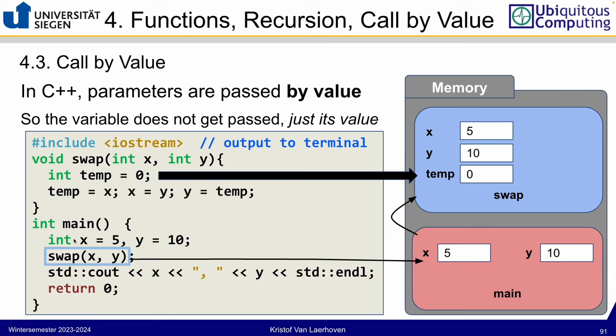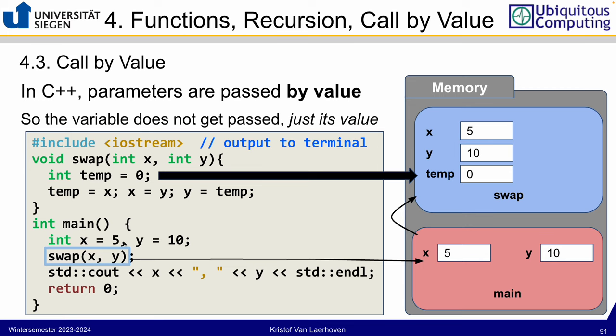Because in our main function, we have two integers. We call them x and y. They're initialized as 5 and as 10, as we've seen before, as is possible. And then we call our function swap with, in this case, the variables x and y immediately. And this is perfectly possible.